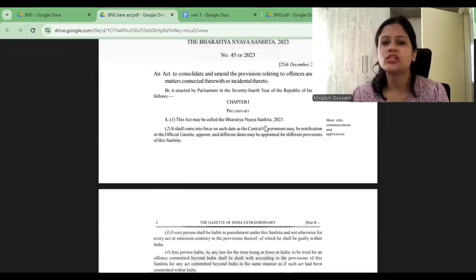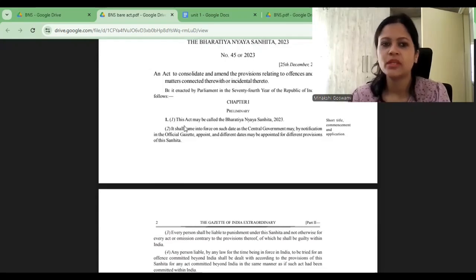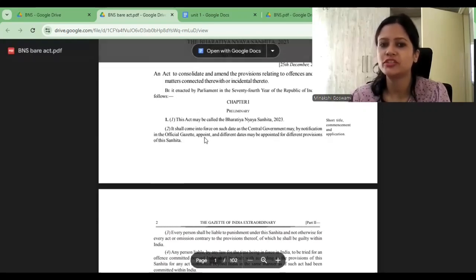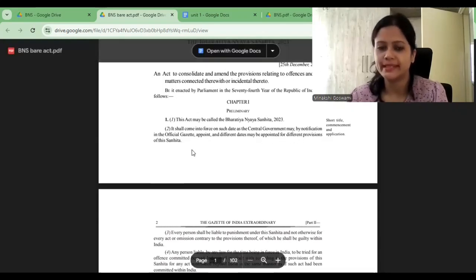So this act is called BNS or Bharatiya Nyaya Sanhita. Year is 2024-23 because that's when it received President's assent in December 2023, 25th of December. But then it became applicable or enforceable in 2024. So it shall come into force on such dates as the central government may by notification in the official gazette appoint, and different dates may be appointed for different provisions of this Sanhita.